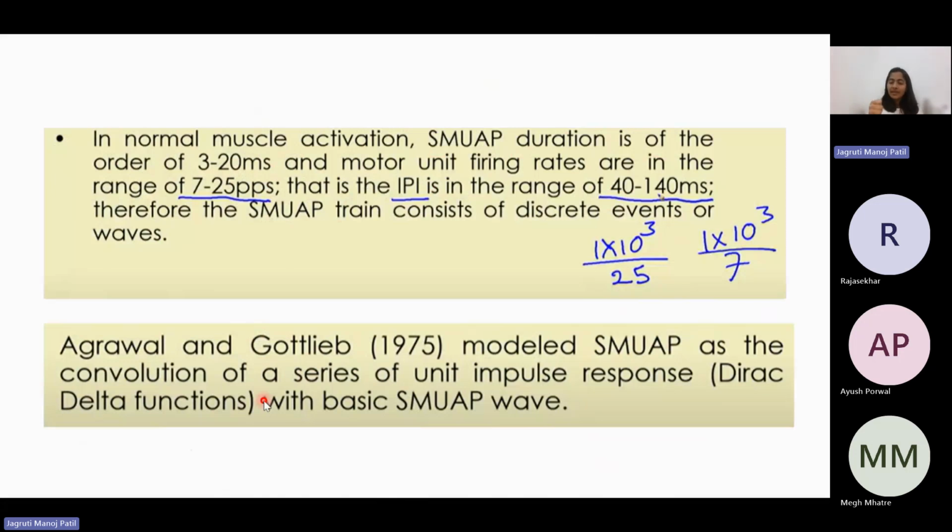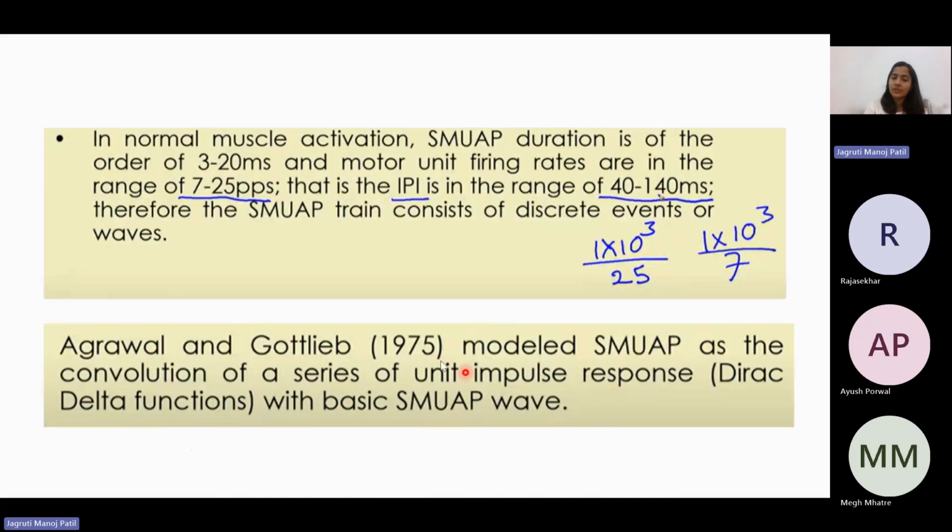Now, how it vibrates is that we have given it an impulse. We strike it against a surface, give it an impulse, a sudden burst, and then see how the response is. Similarly here, we are trying to give an impulse response to our system and see what particular wave we get, so we are trying to model that wave. So he himself tried to model this system of a single motor unit action potential as a convolution series of a unit impulse response with a basic single motor unit action potential wave.